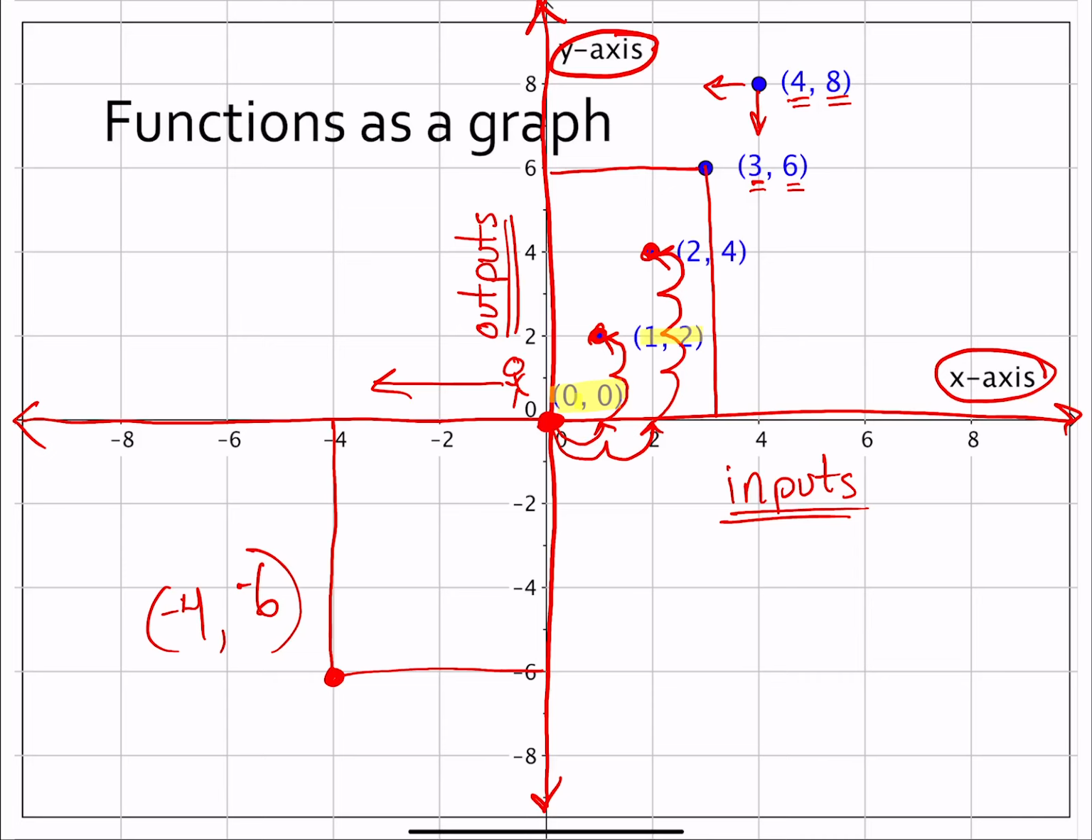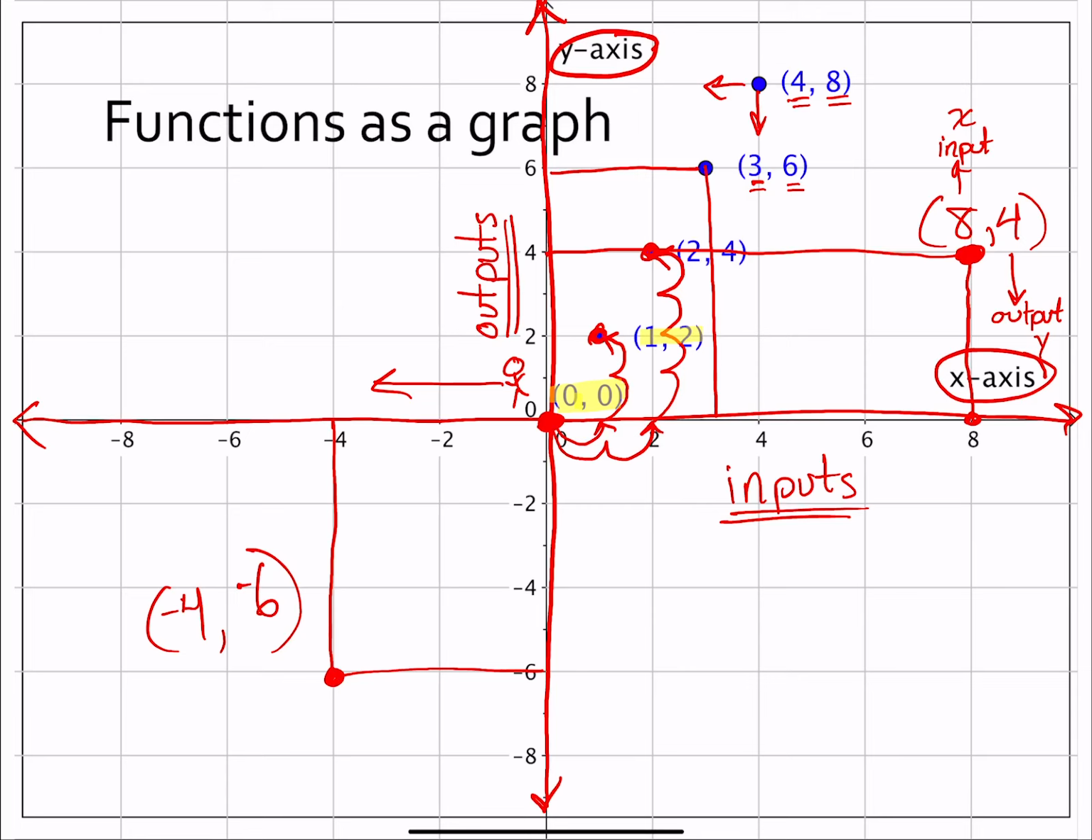What if we wanted to graph something like 8, comma, 4? First, our input is 8, or our x value is 8, and our output, or our y value, is 4. So we march over to 8, that's right here, and then we march up until we get to 4, which is right here, and we get to this point right here.